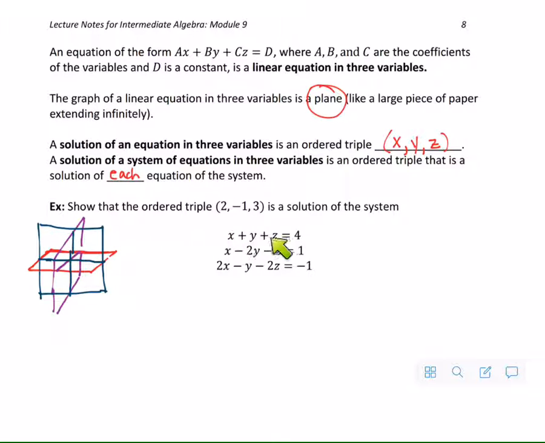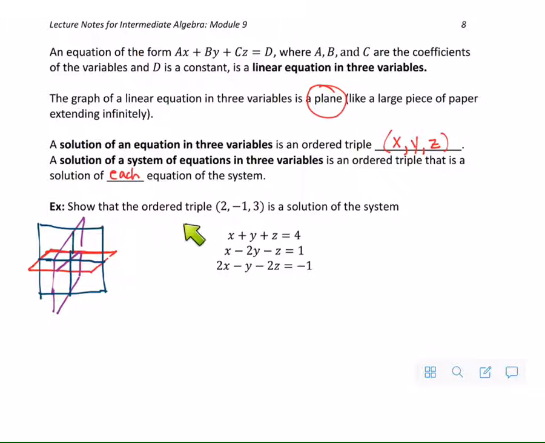Okay? So if each of these were to be graphed, they might look something like this. There's one point that is on all 3 of those. I ask you on this one to show that the ordered triple is a solution. So this was just extra. You wouldn't do this on your homework, right? This is just to help you visualize what's going on.